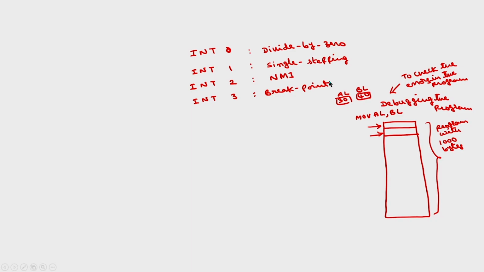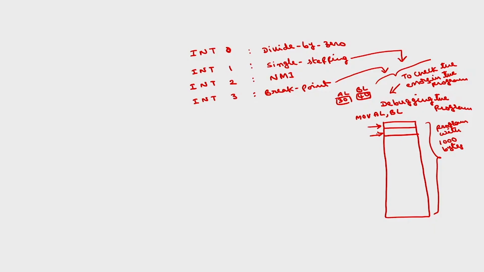This breakpoint method is another method for debugging the program. So these two, single stepping and breakpoint, are used for debugging programs. The difference between single stepping and breakpointing is, in case of single step, as I have explained, I will execute one instruction and check the result, then the second instruction and check the result, third instruction and check the result, and so on. Whereas in case of breakpoint, I will set a breakpoint after, say, some 10 instructions.